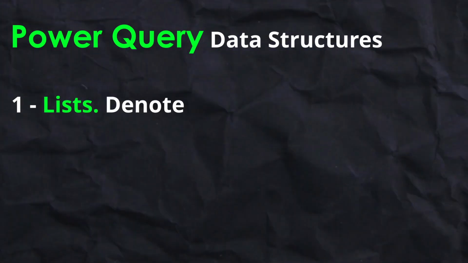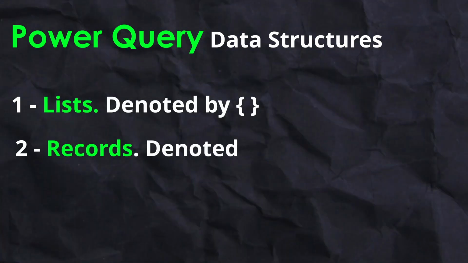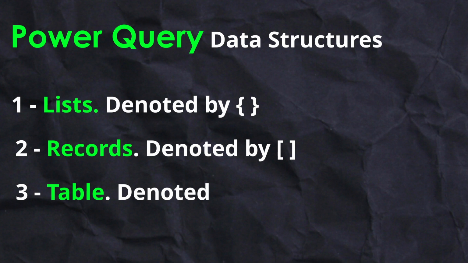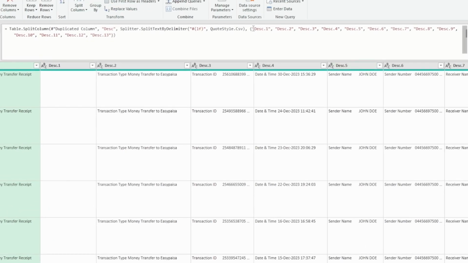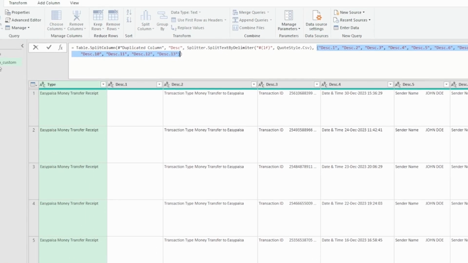M code has basically three main data structures to store values. So we have a list, we have a record data type as well, and the third one is a table format. The list goes in curly brackets, like the one we have right here. So let's say if we just move this and add this to a new query.